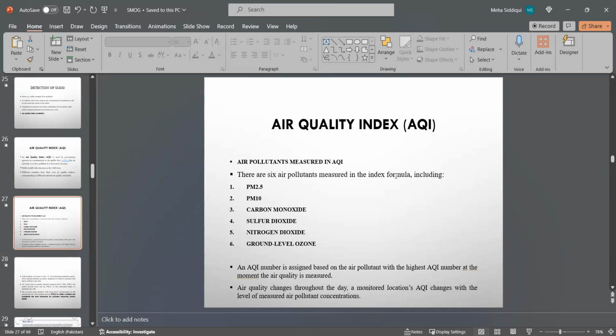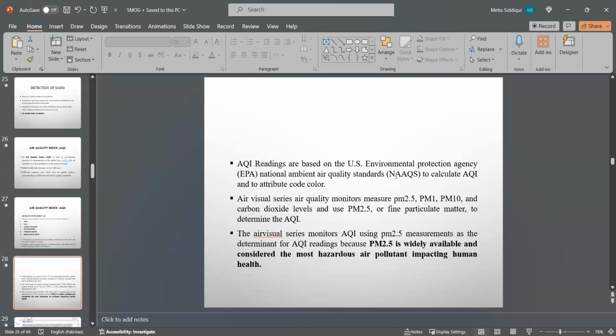There are 6 air pollutants measured in the index: particulate matter 2.5, particulate matter 10, carbon monoxide, sulfur dioxide, nitrogen dioxide, and ground level ozone. An AQI number is assigned based on the air pollutant with the highest AQI number at the moment the air quality is measured. It changes throughout the day. A monitored location's AQI changes with the level of measured air pollutant concentrations.